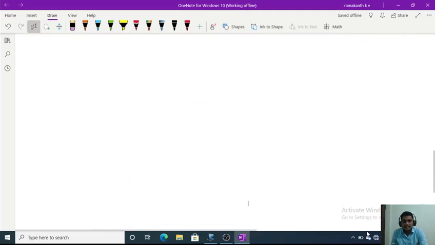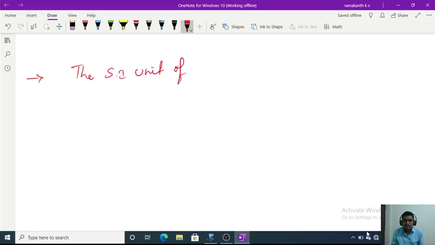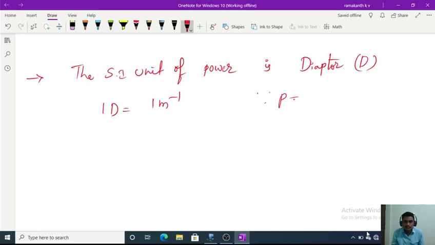And the SI unit of refracting power is diopter, represented by the symbol D. So 1 diopter is equal to 1 meter inverse. Since P is equal to 1 by F, 1 diopter is equal to 1 by 1 meter. Okay, this is the unit of diopter, or 1 meter inverse.